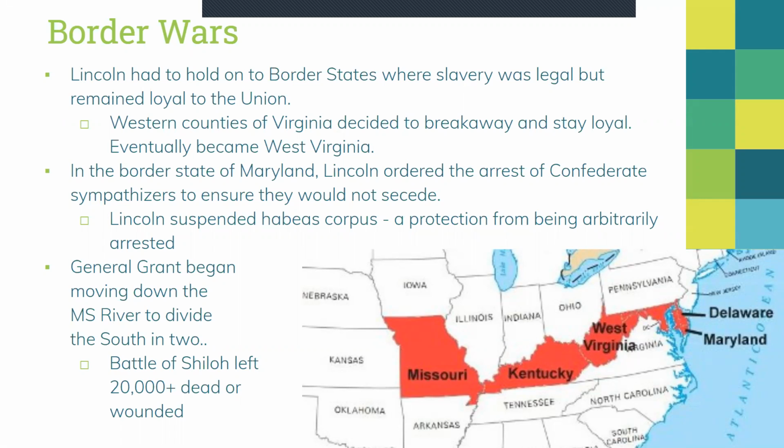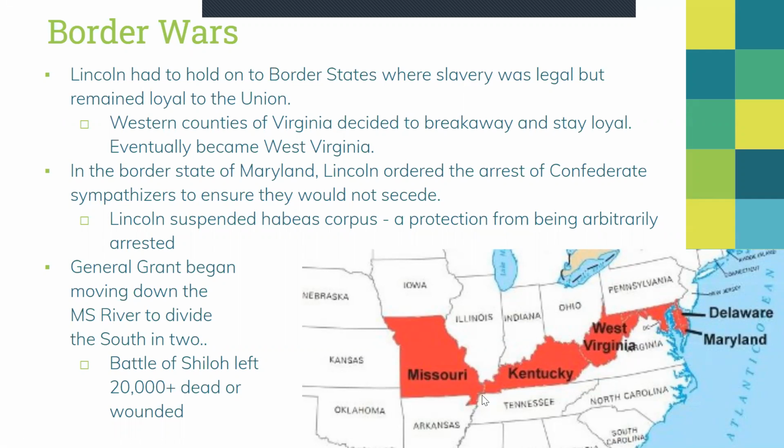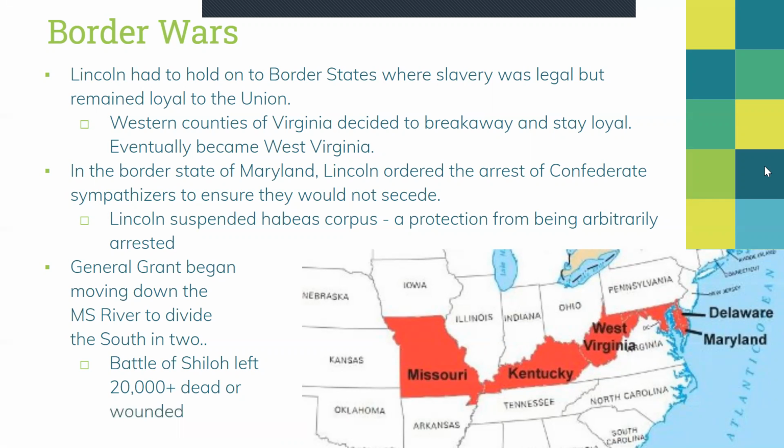Also during this time, General Grant begins moving down the Mississippi River right here into Kentucky and Tennessee, taking some of these border states and ensuring they would not leave. One of the major battles in this time happened in Tennessee at the Battle of Shiloh, which left over 20,000 people dead or wounded, which is the highest amount of people dead in a battle up to that point.